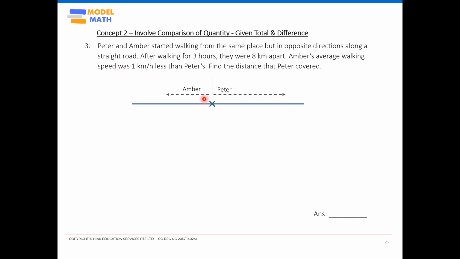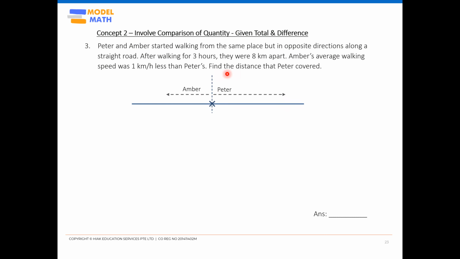Now, this is what they have walked for the 3 hours. So after walking for 3 hours, during the same 3 hours, Amber has walked this much, and in the same 3 hours, Peter has walked this much. So you're giving them both 3 hours, just that during the 3 hours, each of them has walked different distances. Someone has walked more, the other person has walked less.